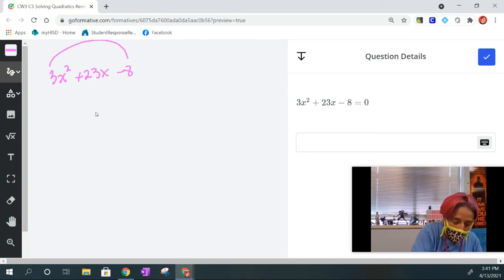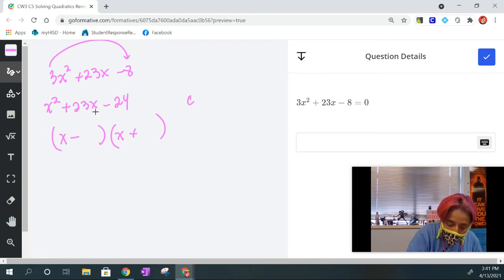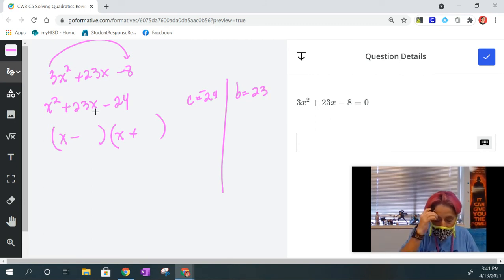I'm going to take the a term and multiply it to the c term. So this is going to give me x squared plus 23x. Negative 8 times 3 gives me negative 24. Now I want to look at the factors. So I know I'm going to have a minus and a plus. Your C is equal to negative 24. Your B is going to be equal to positive 23. This is probably going to be numbers that are close to each other.